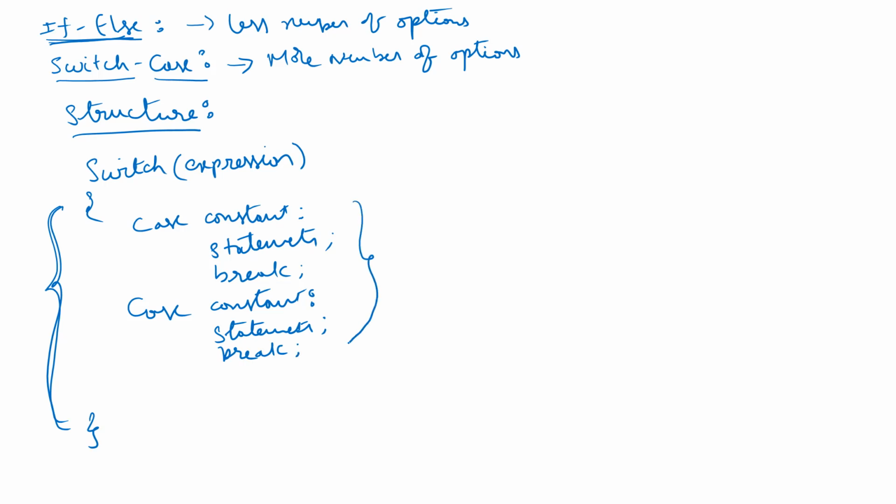That means we will have different case statements here, and each case contains a constant. This constant is based on the expression that we use here, and finally we will have a default block as well. So this is default, and we will have a set of statements, and a break statement here.